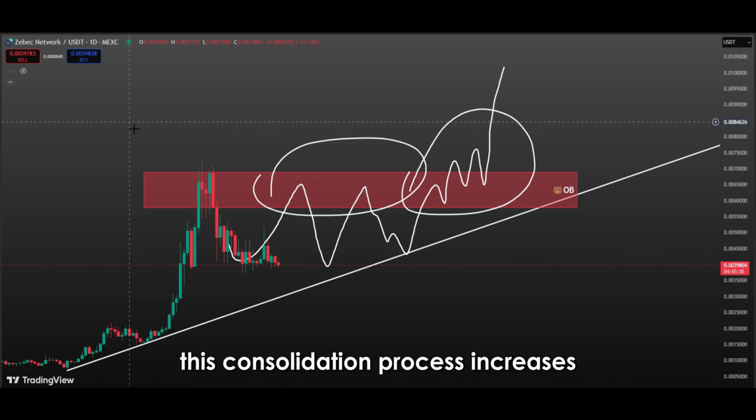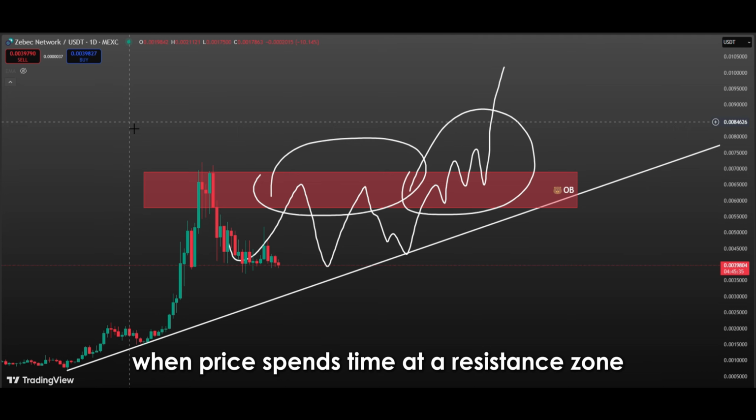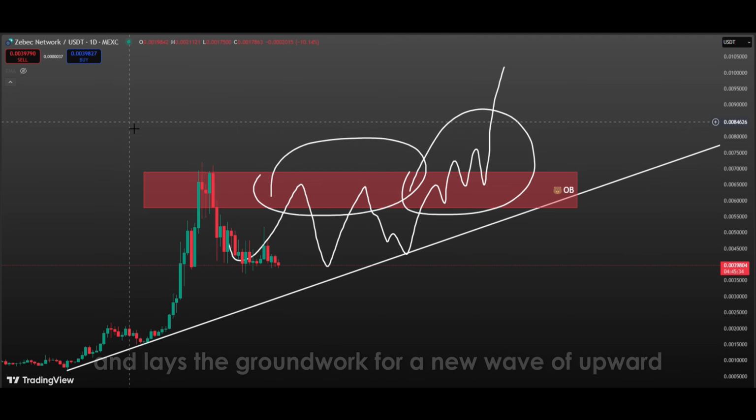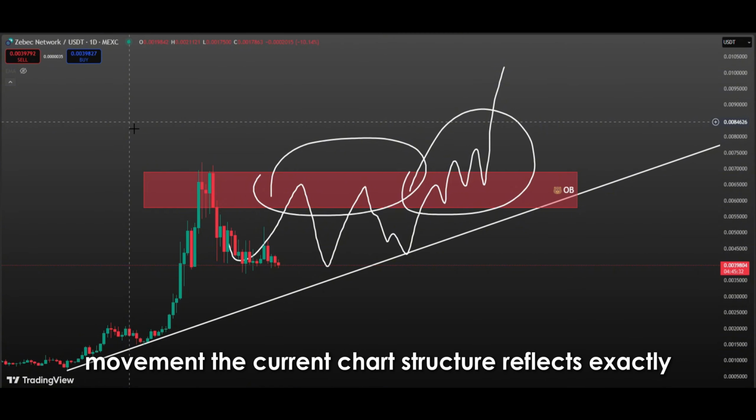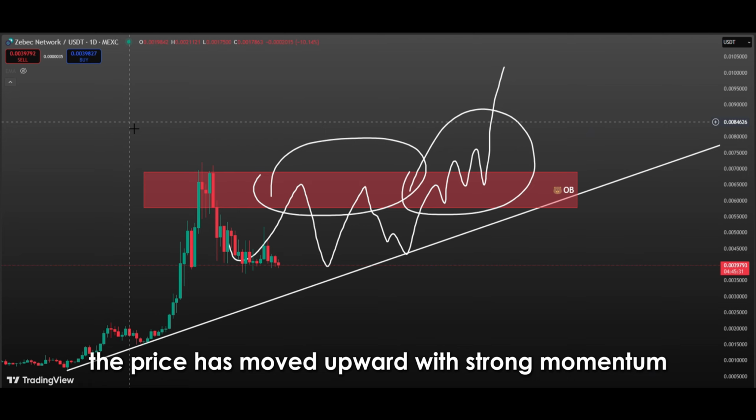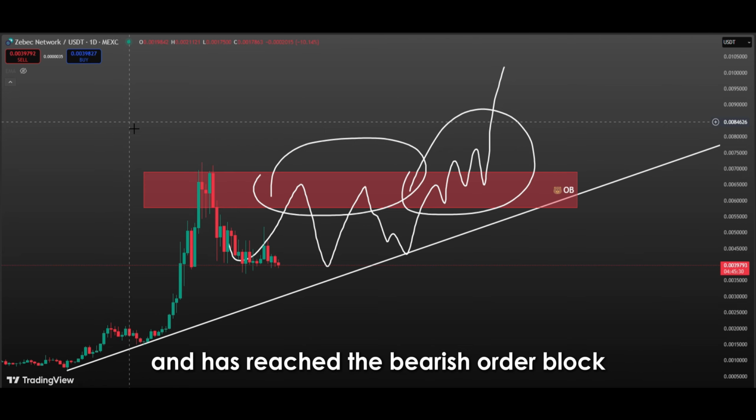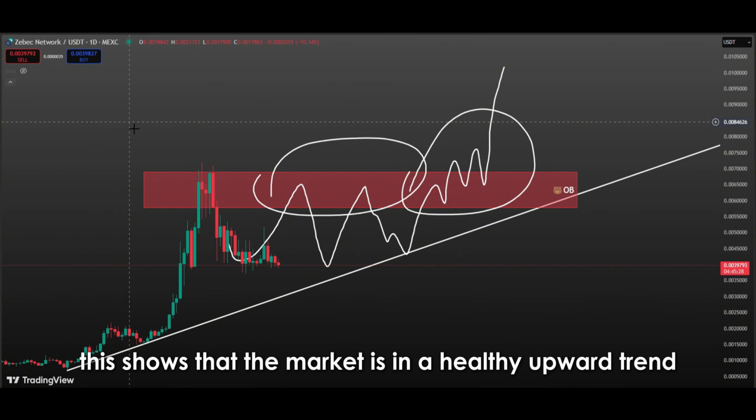This consolidation process increases investor confidence and supports a healthy market structure. When price spends time at a resistance zone, it helps digest that level and lays the groundwork for a new wave of upward movement. The current chart structure reflects exactly this situation. The price has moved upward with strong momentum and has reached the bearish order block located in the upper region. This shows that the market is in a healthy upward trend.